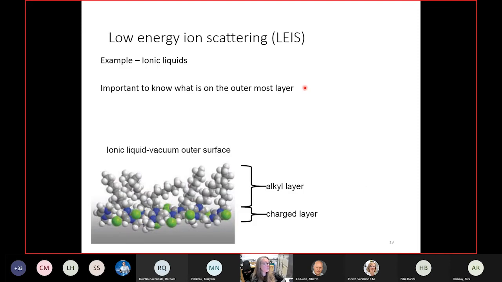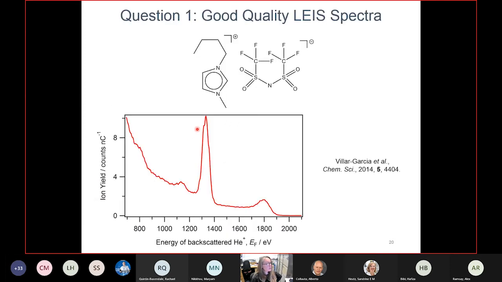One example here, we did some nice work with some ionic liquids. Really important to know what's on the outermost atomic layer with these materials to see how they function. So this is what the spectra looks like, quite different to a mass spectra. Just energy along the x-axis and counts here. And so as we go along this spectra, what do the different peaks mean?